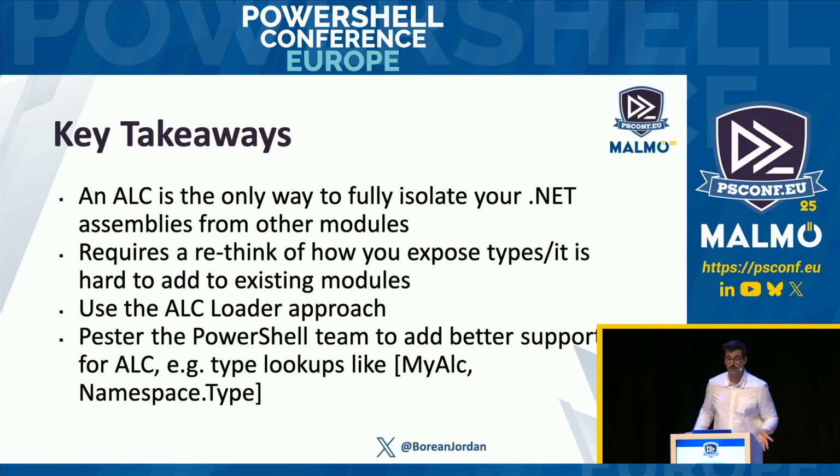So the key takeaways from this one here: an ALC is really the only way to fully isolate your .NET assemblies from other modules. That is stretching the truth a bit. There are some other tactics out there, like renaming the internal names of the assemblies using some special tools. I haven't really done that before, but I find that's more of a hack than a proper implementation. But that might be useful if you have an existing module and you can't implement the ALC side. You do need to rethink your approach on how you expose these types, either through parameter types or output objects, mostly because you can't reference the types directly that are located inside the ALC, except for the ones in that ALC Loader Approach.